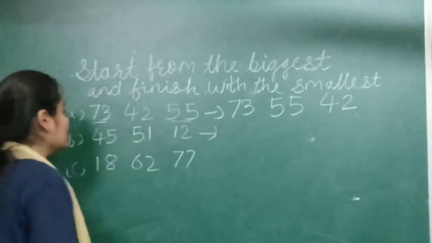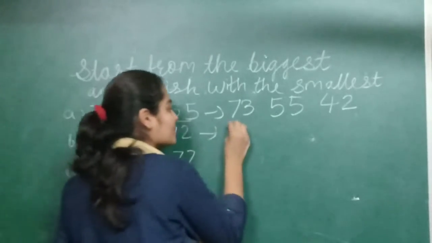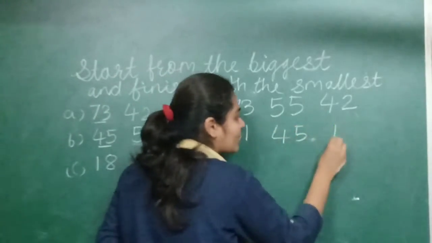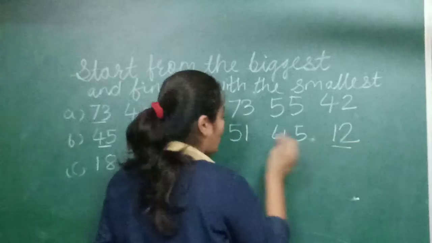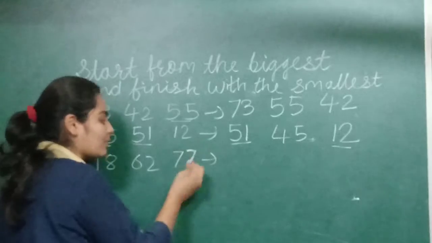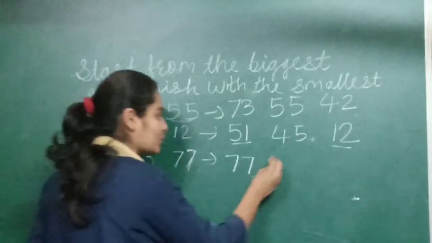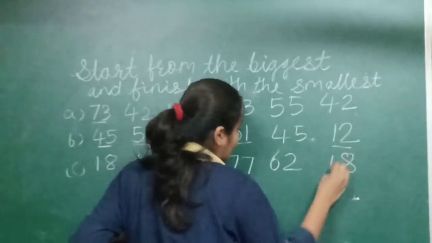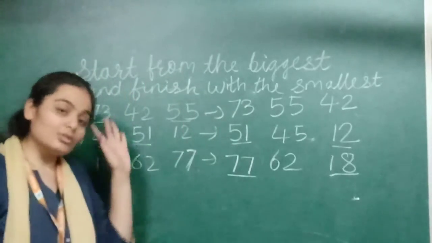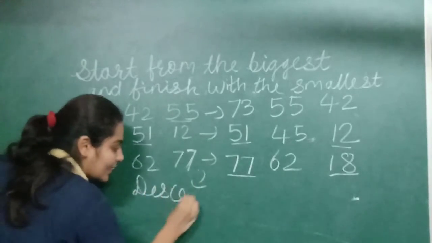Now next example: 45, 51, 12. So 51 is the biggest, then 45, then 12 is the smallest. Here 12 is smallest, 51 is the biggest. 18, 62, 77. So 77 is the biggest. Then yes, 62. Then 18. 18 is the smallest among three and 77 is biggest among three. So this is called the descending order.